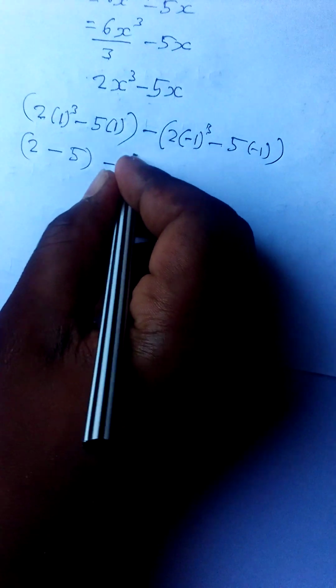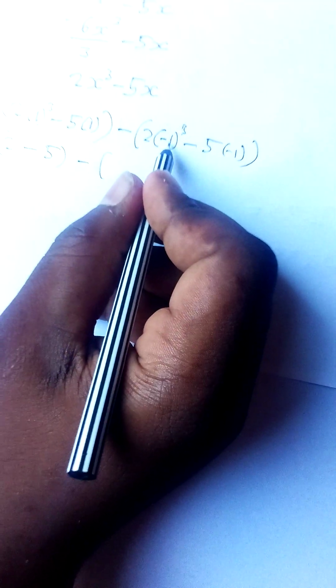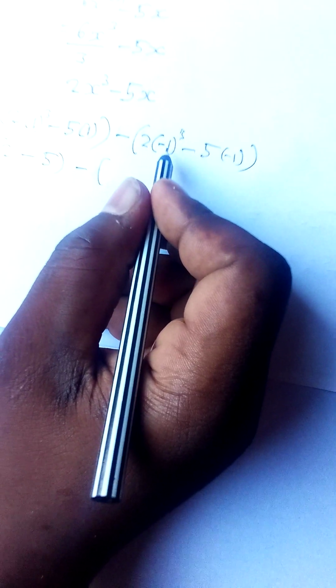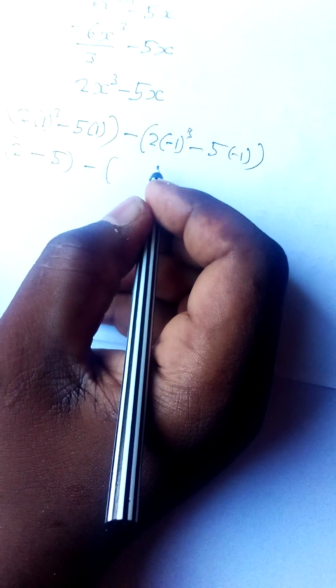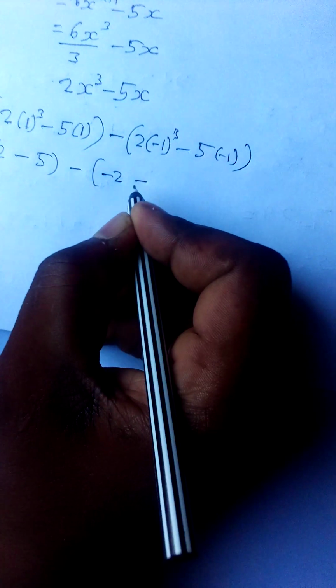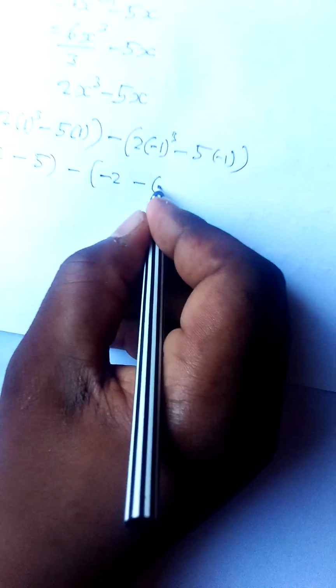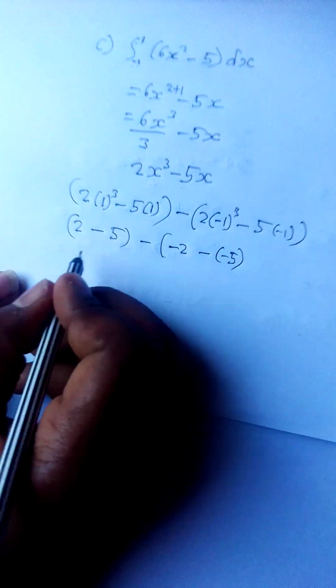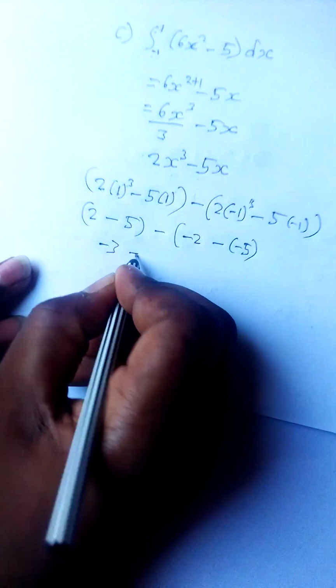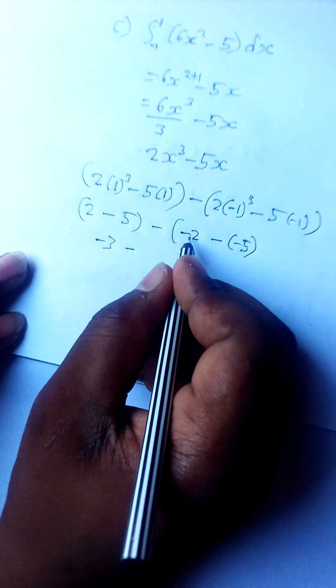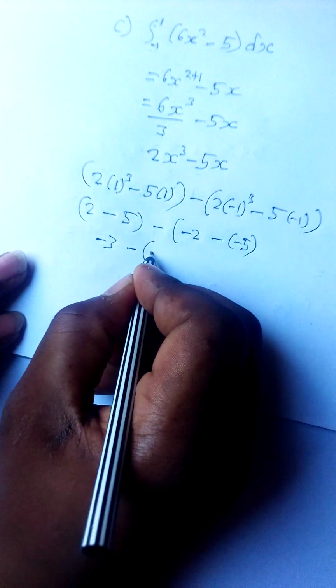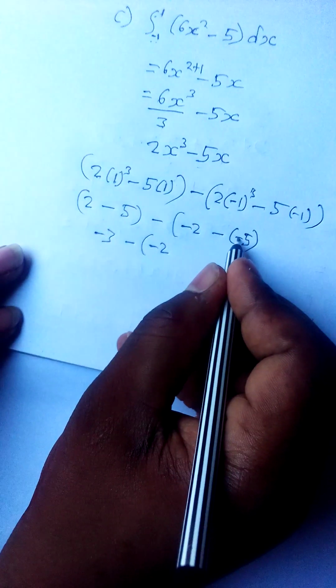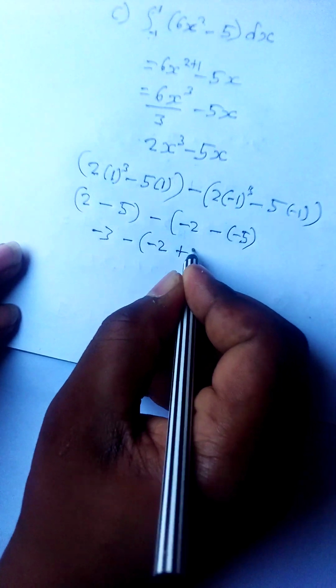Minus, we come to the other side. -1 times -1 times -1 is going to give us -1. -1 times 2 will give us -2. Minus 5 times -1 is -5. Then from there we say 2 minus 5 is -3. Minus, on the other side we have -2. Negative times negative is positive, so here we have +5.